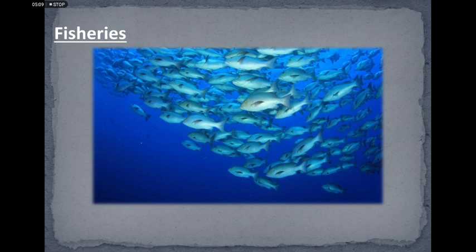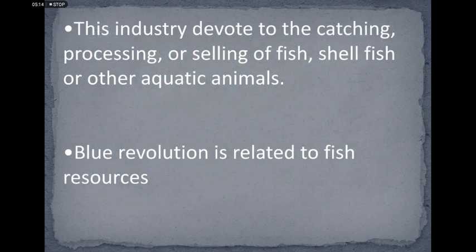Then we move to fisheries. This industry is devoted to the catching, processing, or selling of fish, shellfish, or other aquatic animals. Blue revolution is related to fish resources. That means we know that the color of the ocean due to scattering is blue. So blue revolution is related to this field.